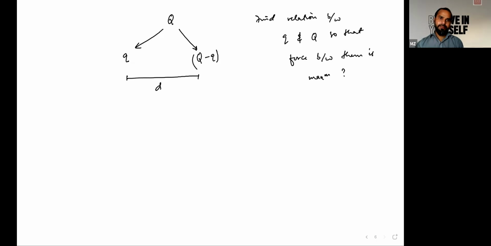Instead of solving, I'm giving you the result and how to solve this particular part. Just calculate the force between these two point charges. It will be K q1 q2 by separation r squared. You must have learned, if you have to calculate the maximum value of any function, how you would start to approach.